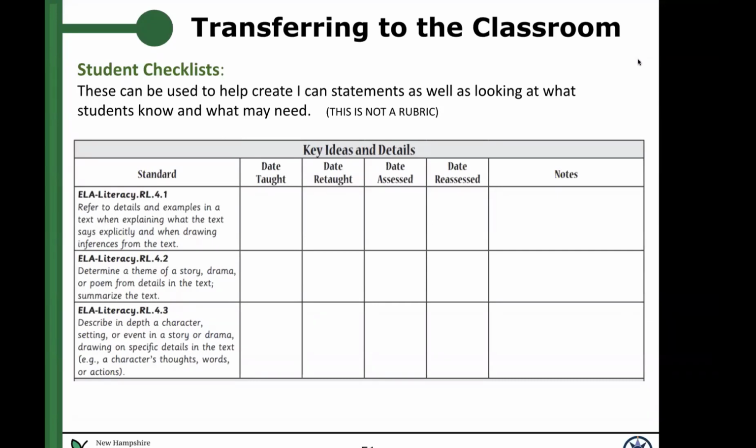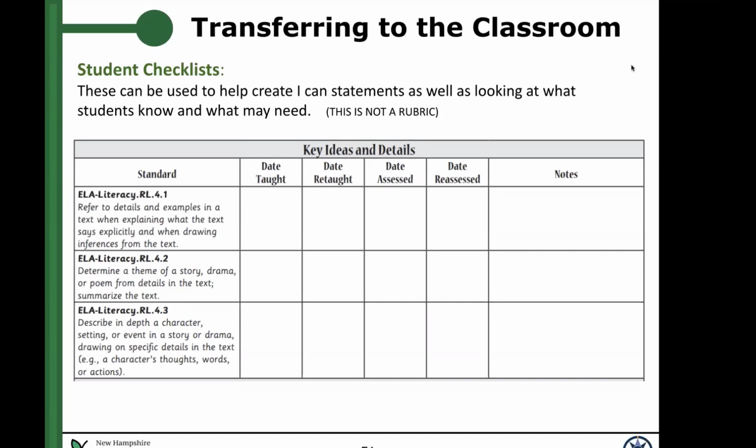So there are teacher-facing checklists, there are student-facing checklists. I believe Annie has done some work herself. I am going to be getting into the work of creating some checklists. This is just an example that you can look at just to reference today.